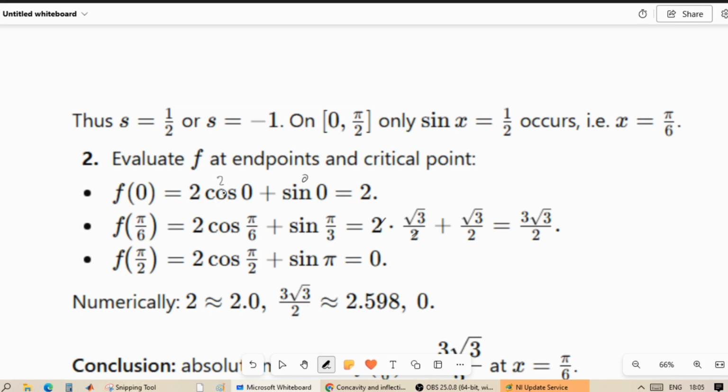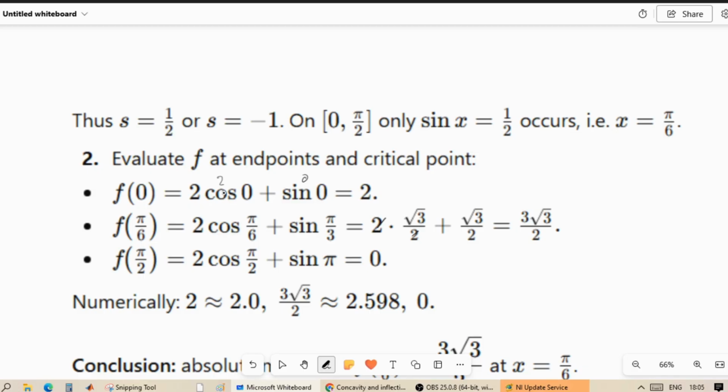And f of pi by 6 is 2 cos pi by 6 plus sin of 2 into pi by 6, that is pi by 3. That is 2 cos pi by 6, whose value is root 3 by 2, and sin pi by 3, that is root 3 by 2. So 2 root 3 by 2 plus root 3 by 2 gives 3 root 3 by 2.